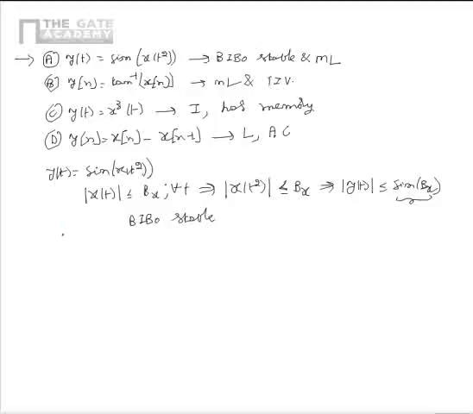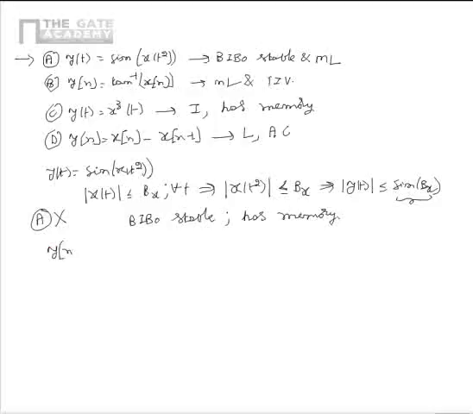Also, we see that here the output at any instant depends on past and future inputs. So the system has memory. So from this, we see that the option A is not correct.